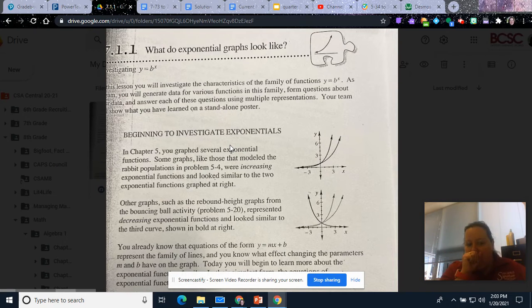It says, in this lesson, you'll investigate the characteristics of the family of functions y equals b to the x. As a team, you'll generate data for various functions in this family, form questions about your data, and answer each of these questions using multiple representations. Your team will show what you've learned on a standalone poster. We're not going to do the poster.